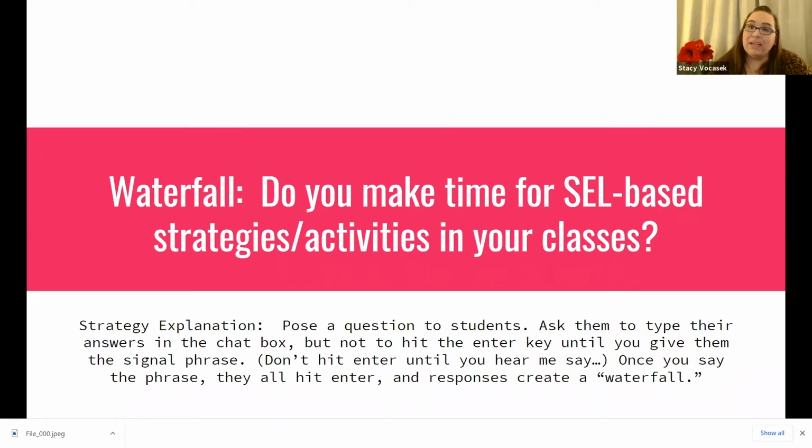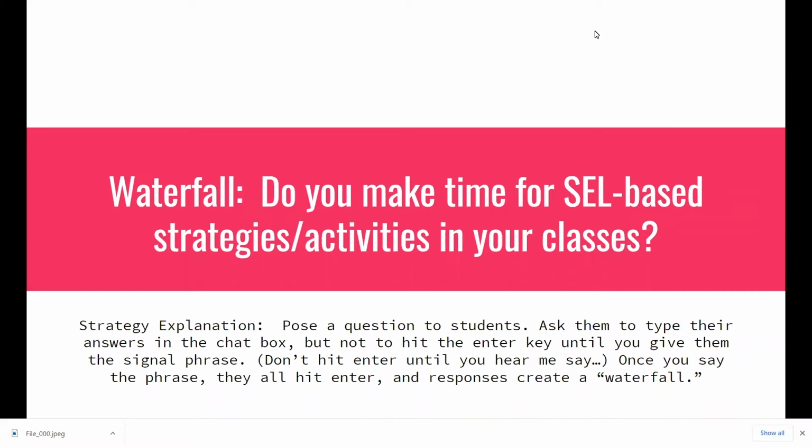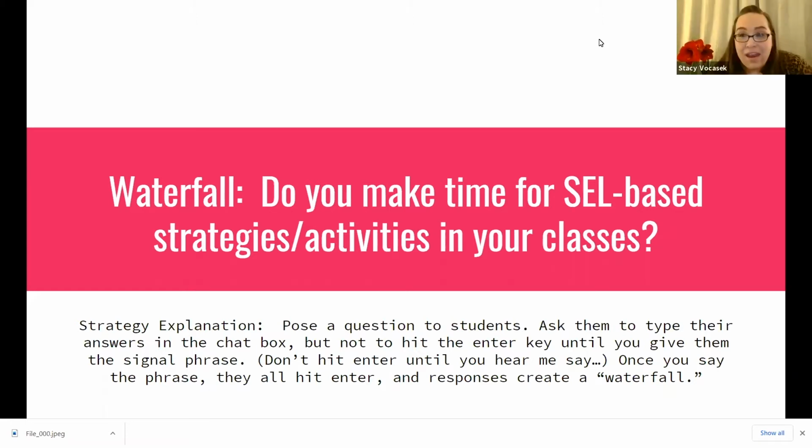Let's type in the box: do you have time for any SEL based strategies or activities in your classes right now? Type your answer in the box, and then when I say Amaryllis, we're all going to click enter. So type your answers in the box in the chat. And then Amaryllis. Now everybody hits enter, and there should be a waterfall of responses.